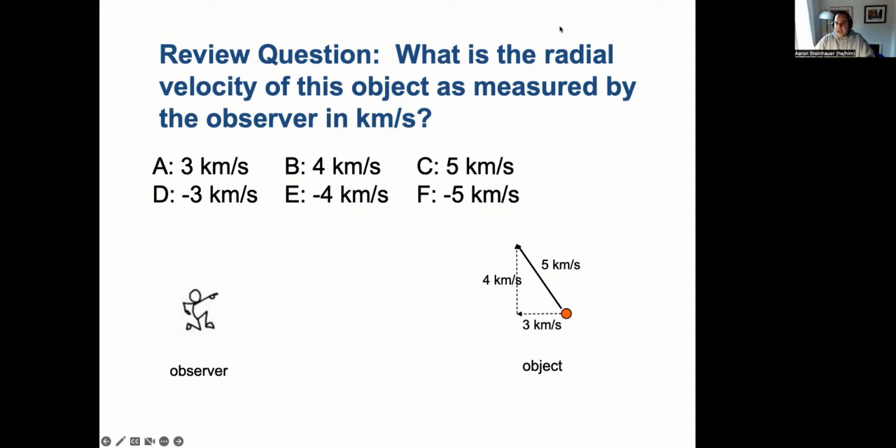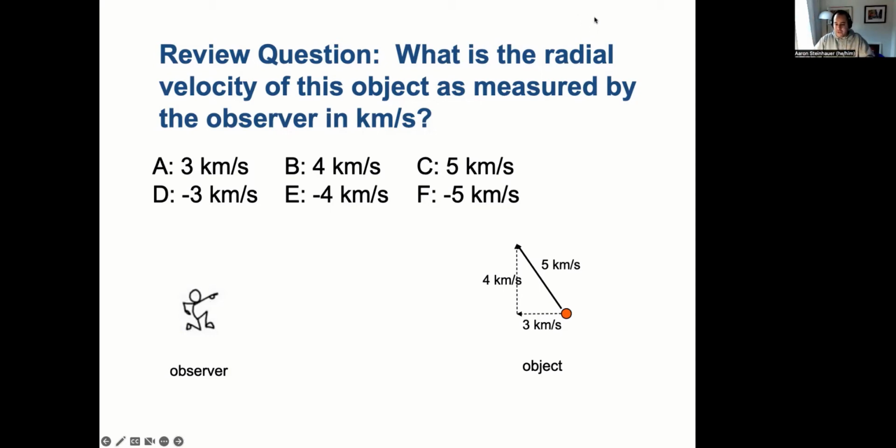How about if somebody were up here? What if an observer were at the top of the screen, looking down at this object, moving towards it? That would also be a negative radial velocity because this object is moving towards it, but it would be 4 kilometers per second because that's the component of the velocity that's along the line of sight.